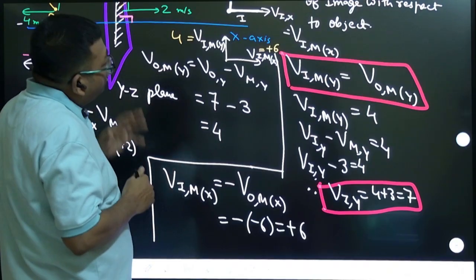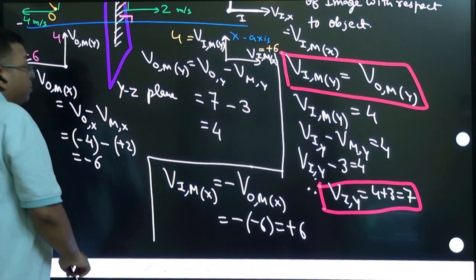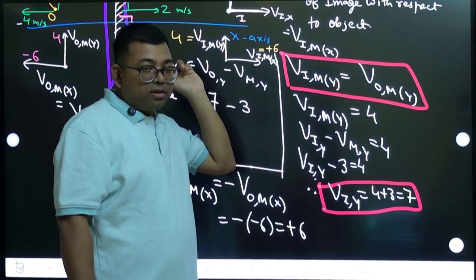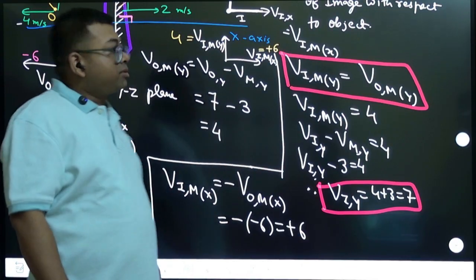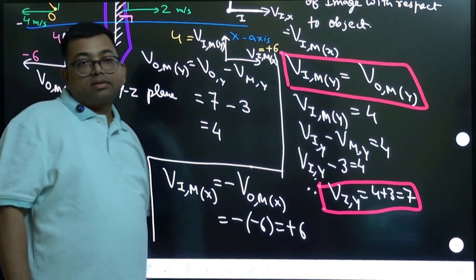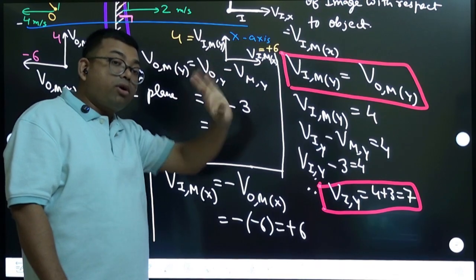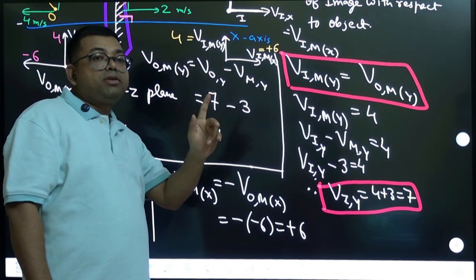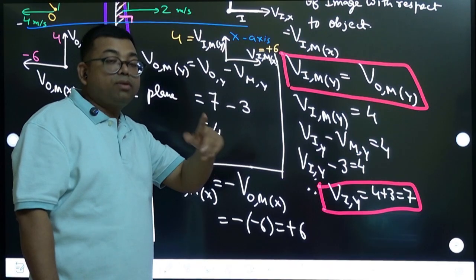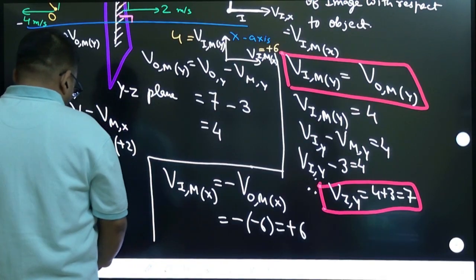So relative velocity we got it, but we want velocity of image. But also note that we need to calculate velocity of image with respect to object. That we'll do afterwards. This is velocity of image with respect to mirror only: 6 along x-axis, 4 along y-axis. But what they are asking in the question is velocity of image with respect to object, not with respect to mirror. That we need to calculate, and that we can calculate only when we know velocity of image. So that's why first we need to calculate velocity of image.